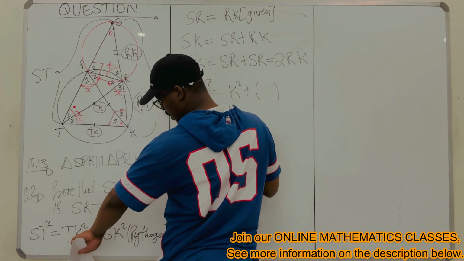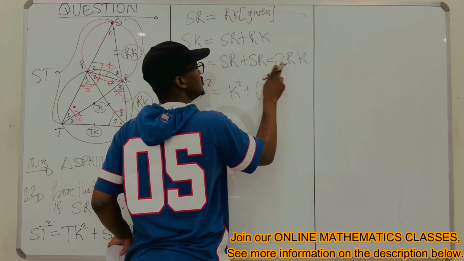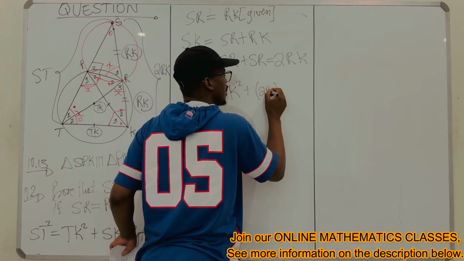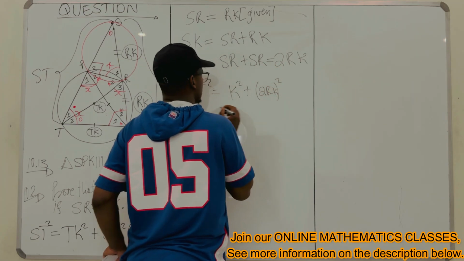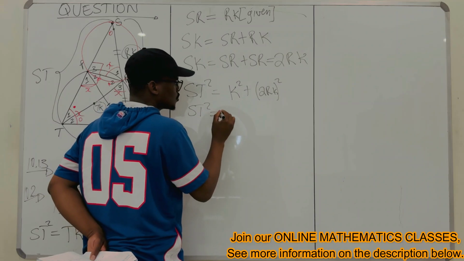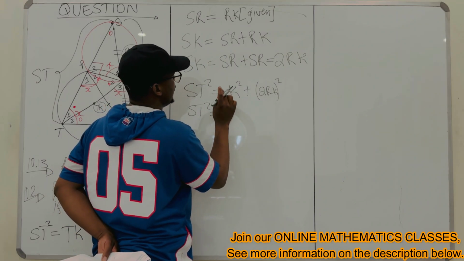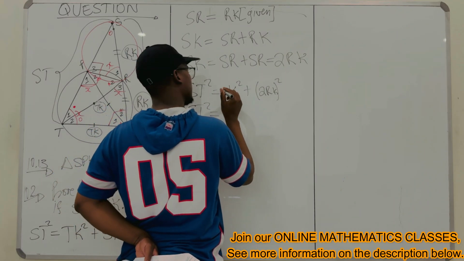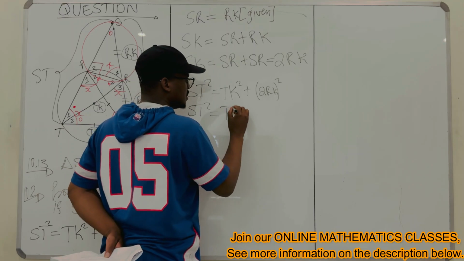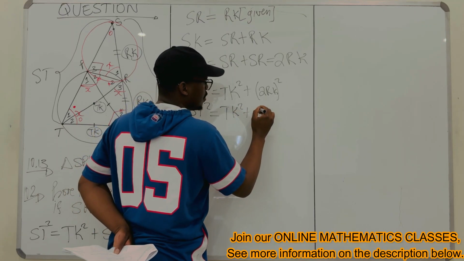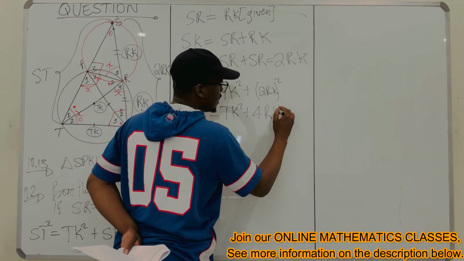It's TK squared plus SK squared. But our SK is 2RK, so we can say 2RK squared. So ST squared is equal to TK squared plus 4RK squared.